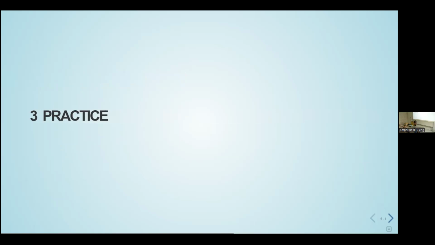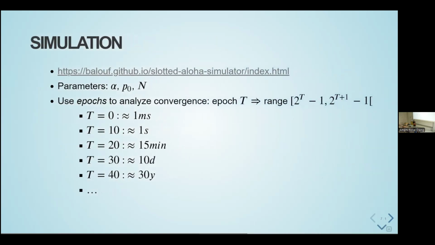But then here I am, and I try to do simulations to prove all these things. So I made a small simulator, and to take into account the different time scales, I divide my simulations into epochs. Basically, epoch t corresponds to what happens after around 2 to the power of t slots. So t equals 0, imagine it's 1 millisecond, t equal to 10, 1 second, 20, a quarter of an hour, 30, 10 days, that's a long time, 40, 30 years. Yeah, powers of 2 can be trouble sometimes.